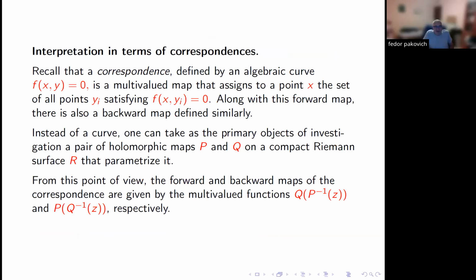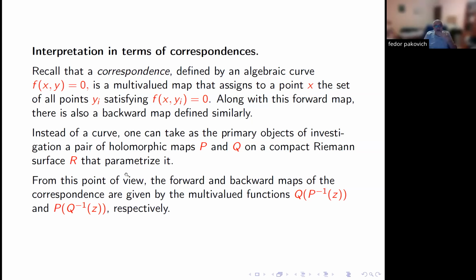So now let me give an interpretation of this problem in terms of correspondences. It is important also because it gives us a motivation for our study. So I recall that a correspondence defined by an algebraic curve is just a multi-valued map that assigns to a point x the set of all points y such that this condition is satisfied. So along with this forward map, one can also consider a backward map defined similarly.